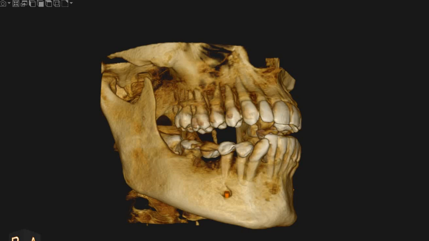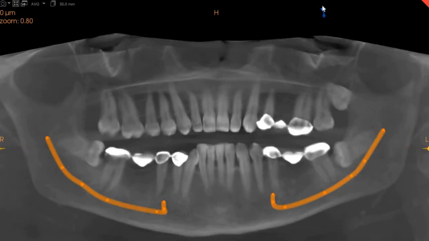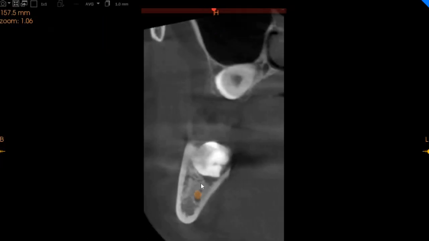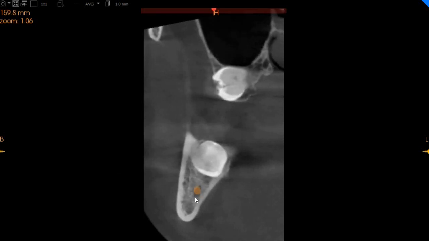The area of interest is the lower wisdom teeth. Now we're going to start with the lower left wisdom teeth. We're going to show you the transaxial view, which is basically the proximal view. Now this is the crown of the tooth, the lower left 38. As you can very clearly see, the orange highlighted area is where the inferior alveolar nerve is.